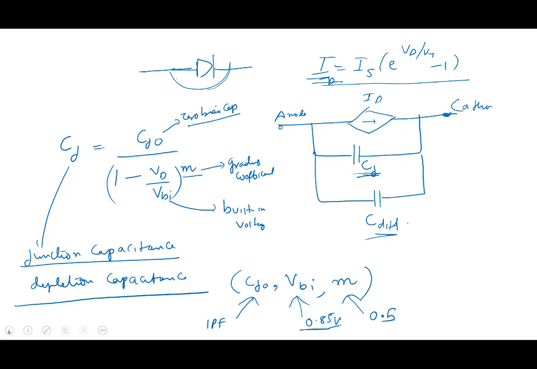Diffusion capacitance is important, and we can write it as Id by Vt times tau.